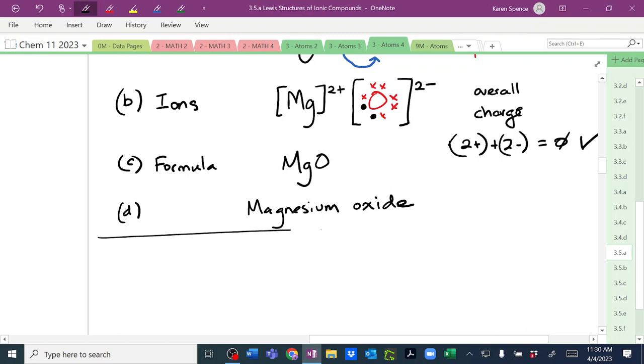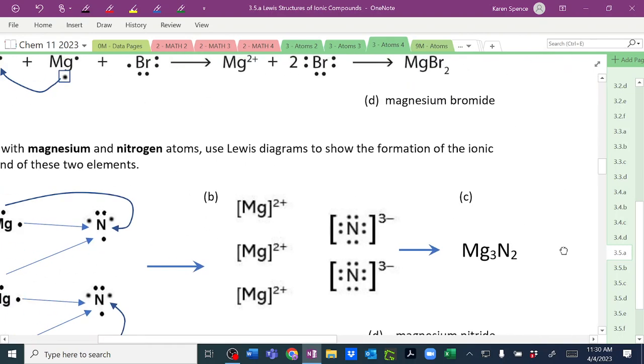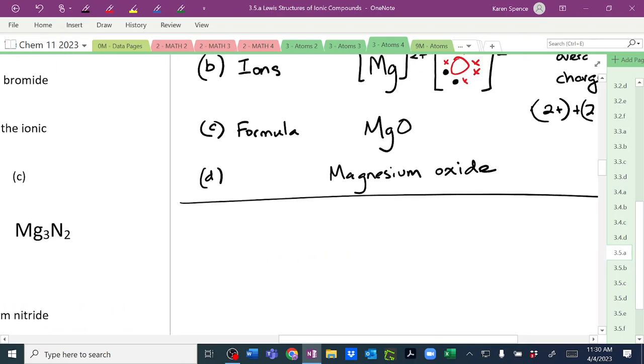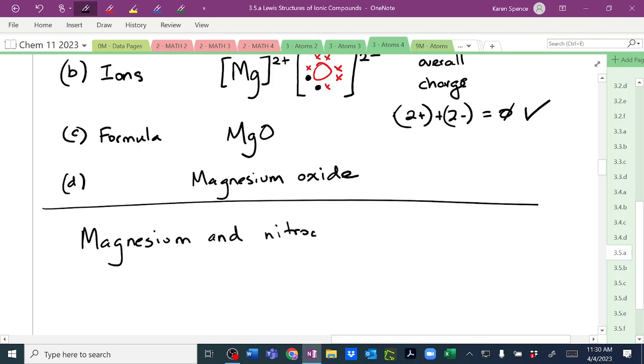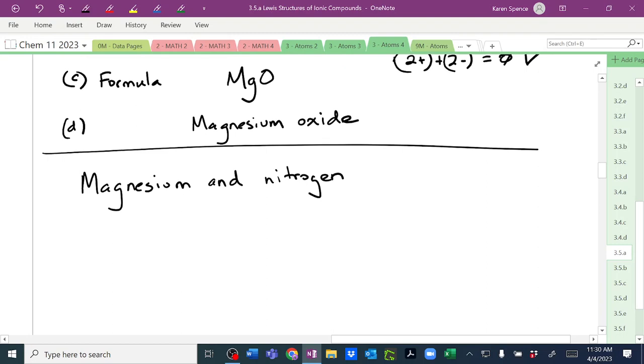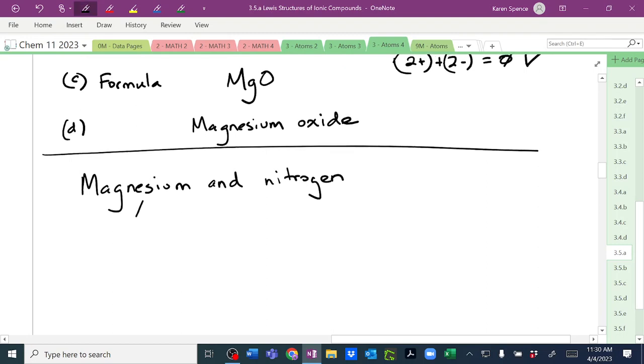Okay. All right. Last one. This is magnesium nitride. This is a more complex example. Magnesium and nitrogen. Magnesium is group 2. Therefore, we have 2 valence electrons. Nitrogen is group. What group is nitrogen?